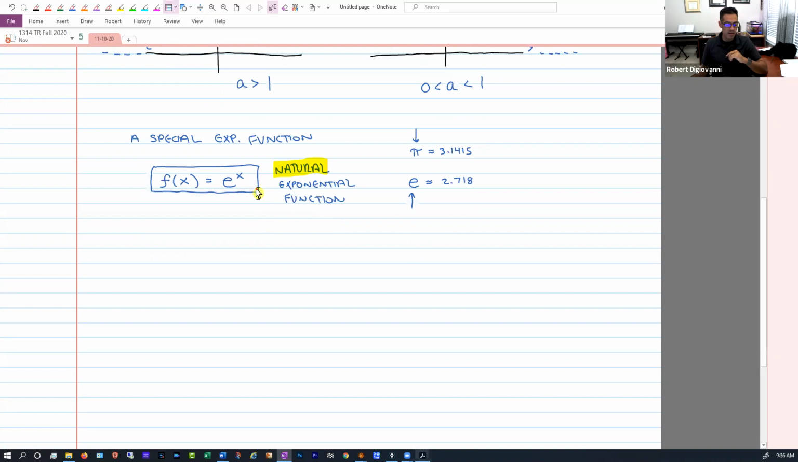So can somebody tell me whether or not this function would represent exponential growth or decay?